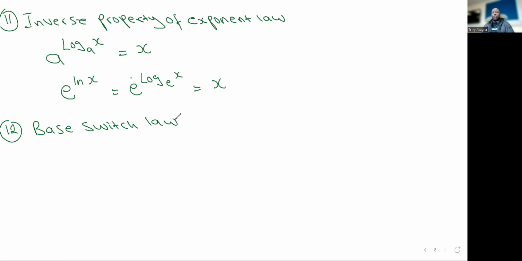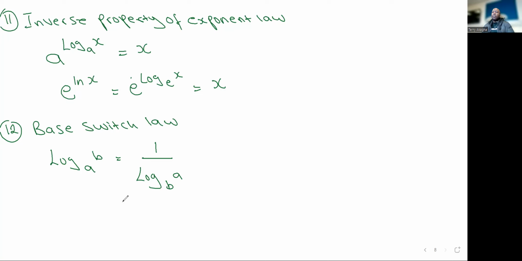So number 12. The next one we're going to talk about is what we call the base switch law. If we have, for instance, log a to base b, and I want to switch it, that means I want a to come up and I want b to come down to become the base. This is the same thing as saying 1 over log b to base a. Is that okay? So if you want to switch it, it's the same thing as saying 1 divided by log of b to base a.